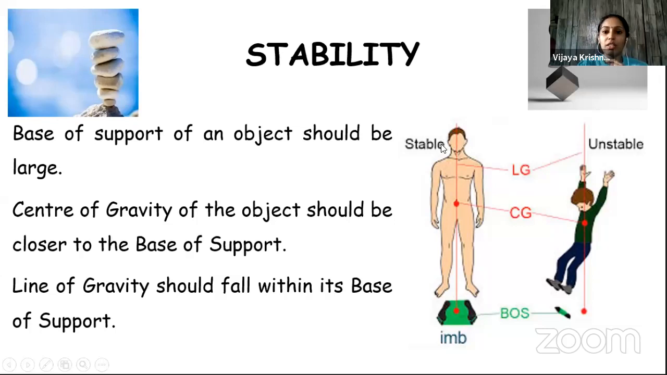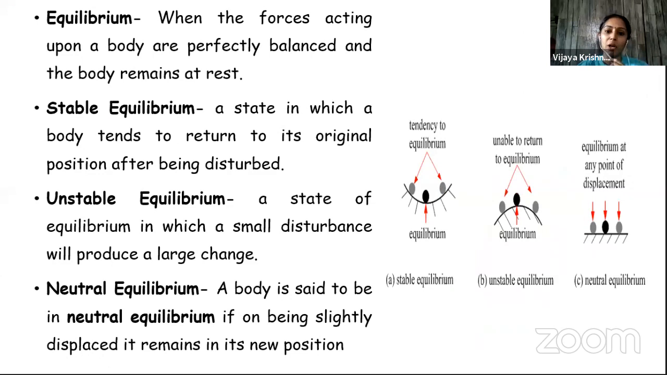The three rules that need to be followed are: the base of support needs to be large, the center of gravity is to be as close to the base of support as possible, and the line of gravity should fall within the base of support. So, when all these three rules are present in an object, the object is said to be stable in nature. Now we talk about equilibrium. From stability, we attain equilibrium.